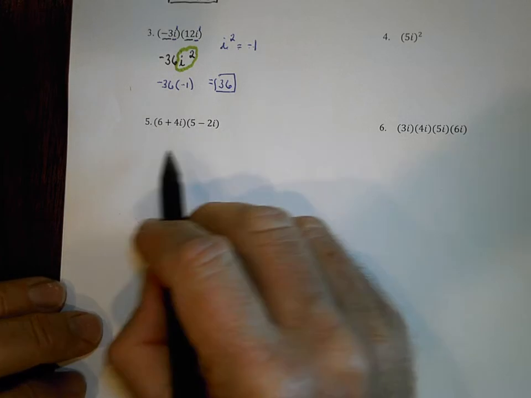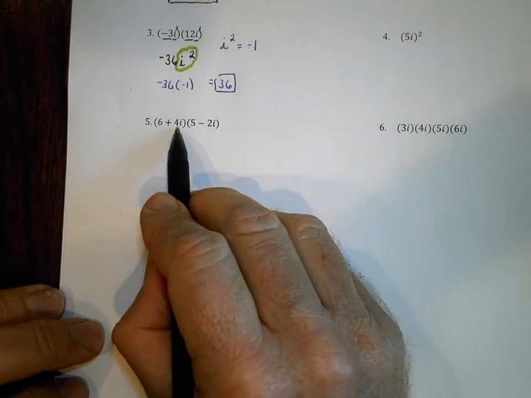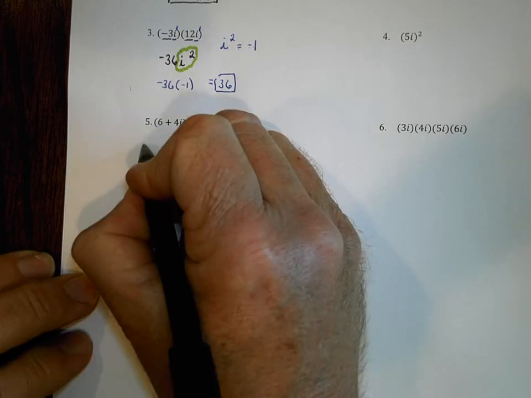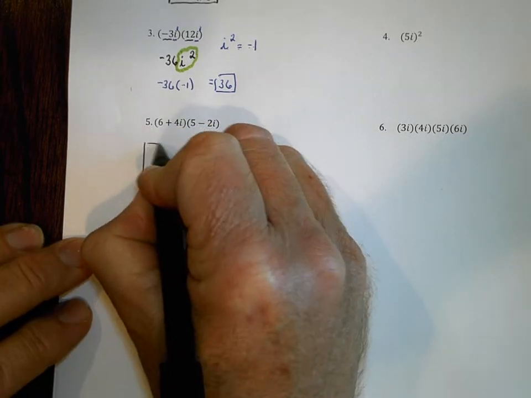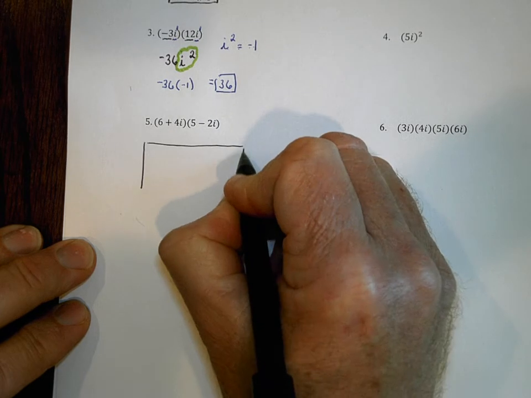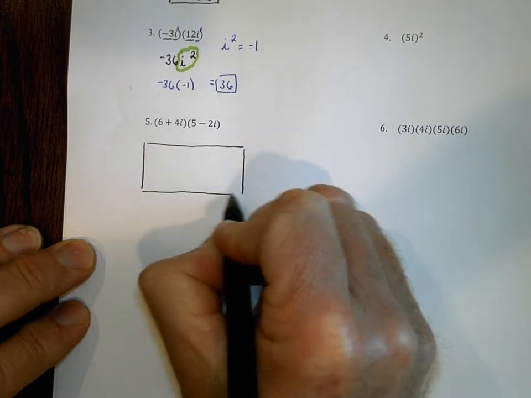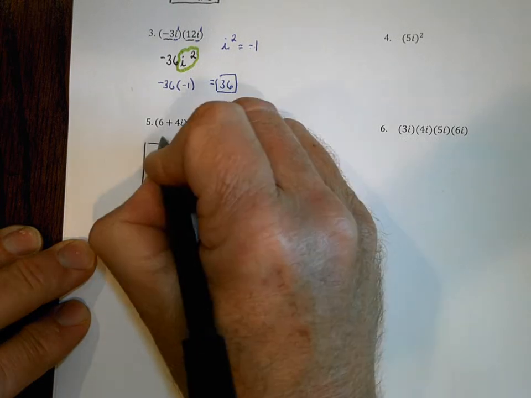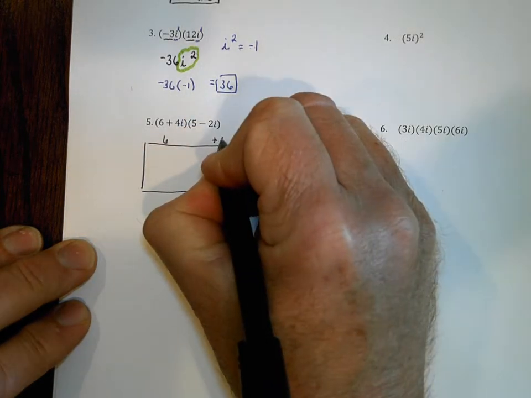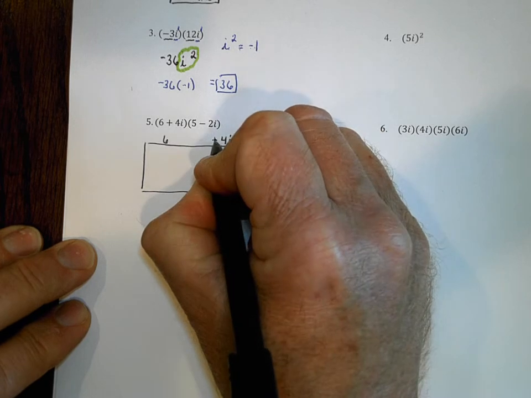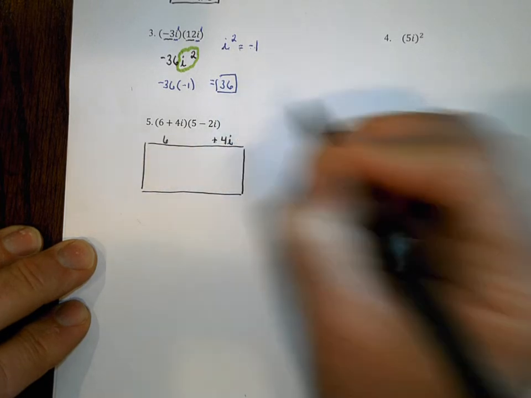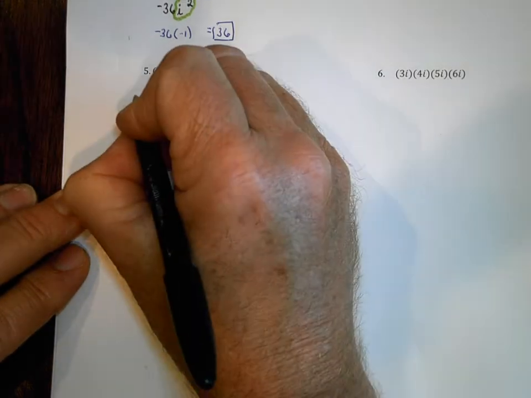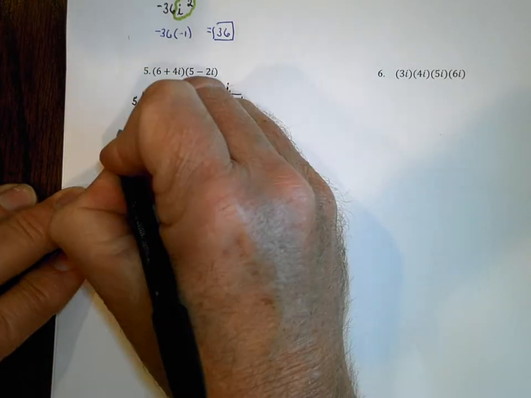So in number 5, we're multiplying the binomial 6 plus 4i times the binomial 5 minus 2i. And the way that we're going to do that is we're going to draw the rectangle. We called this the magic rectangle in class, and we use this strategy to multiply a binomial times a binomial. Along the top, write the 6 and write the plus 4i, and go ahead and put the plus symbol right next to the 4i so you know that's going to be a positive 4i. And then along the left side, write the 5 and write the minus 2i.